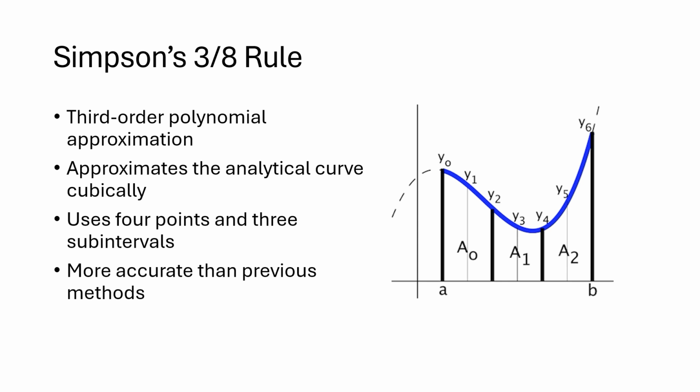Finally, we're going to discuss Simpson's 3/8 rule. Now, it is a third-order polynomial approximation. So unlike Simpson's 1/3 rule, this method uses 4 points and 3 subintervals. So again, we go up a point and a subinterval compared to the 1/3 rule. Of course, this means that our estimates are going to be a lot more accurate compared to previous methods, and this method is the most accurate out of all the 3 we've covered in this review.